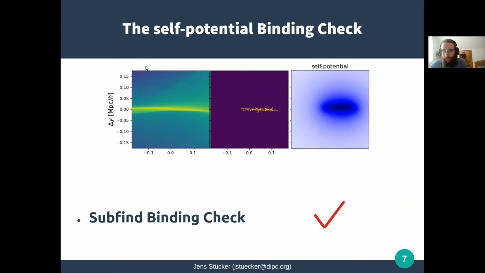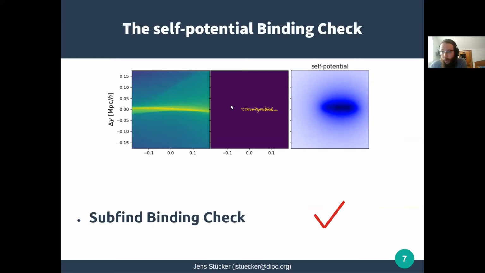So in this subfind halo algorithm, and in many other halo algorithms, they work in the following way. You take the density field, then you propose a set of particles. For example, you just select the overdensity by this friends-of-friends algorithm, and then you find this set of particles, and then you check whether those particles are bound.